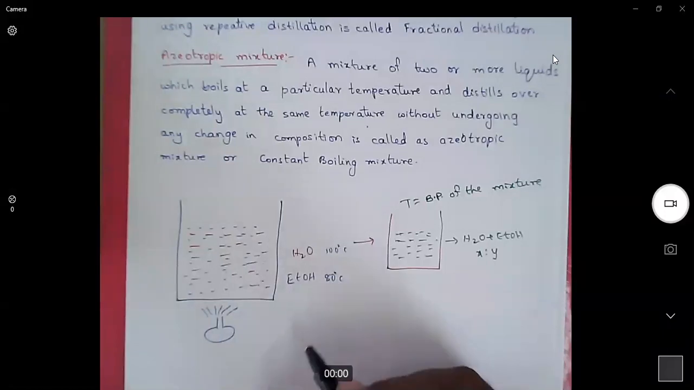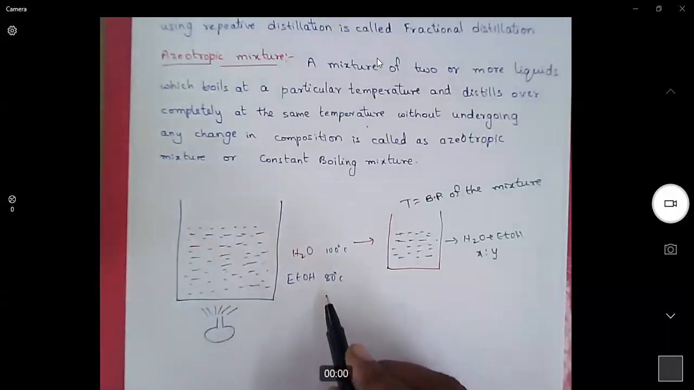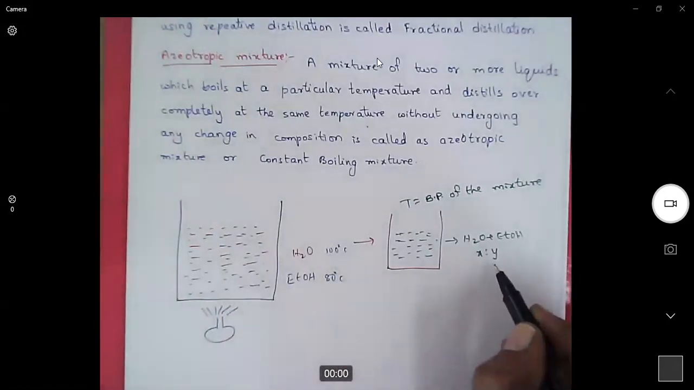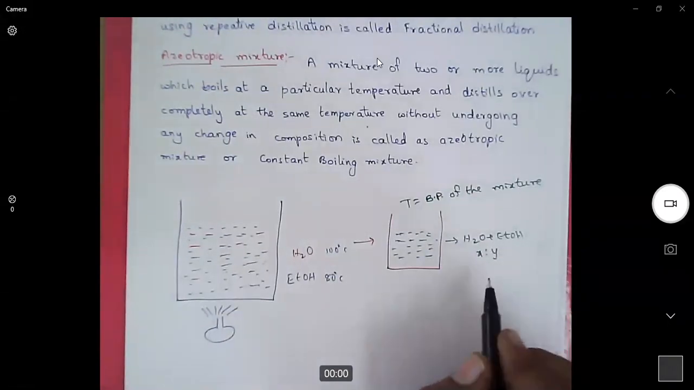When we try to purify compounds which are capable of generating azeotropic mixtures, then it is difficult to obtain a pure compound. The distillate is always a mixture of solvents.